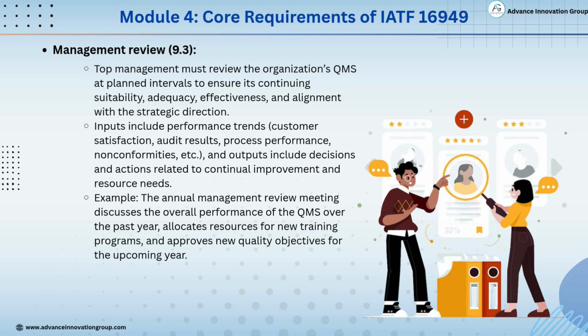What are the inputs and outputs? Inputs include customer satisfaction trends, audit results, process performance, nonconformities, etc. Outputs include decisions and actions for continual improvement, and identification of resource needs. Example: in the annual management review meeting, leadership reviews the past year's QMS performance, allocates budget and resources for training programs, and sets new quality objectives for the upcoming year.